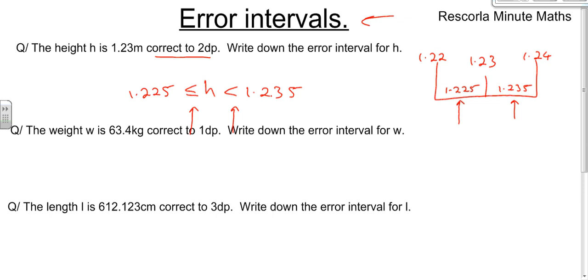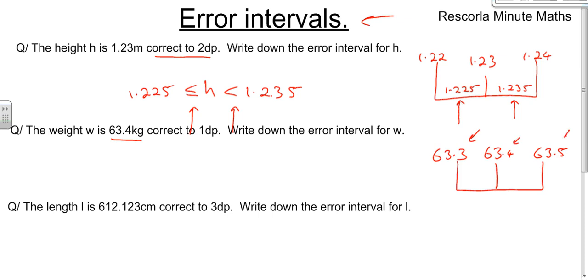So let's have a look at the next one. Hopefully once we do a couple more it becomes a little bit clearer. So we've got 63.4 kilograms correct to 1 decimal place. So what we do is we do our fork. We stick 63.4 in the middle. So we go one below and then one above. So 63.3 and 63.5. So it's only the last digit that ever changes.